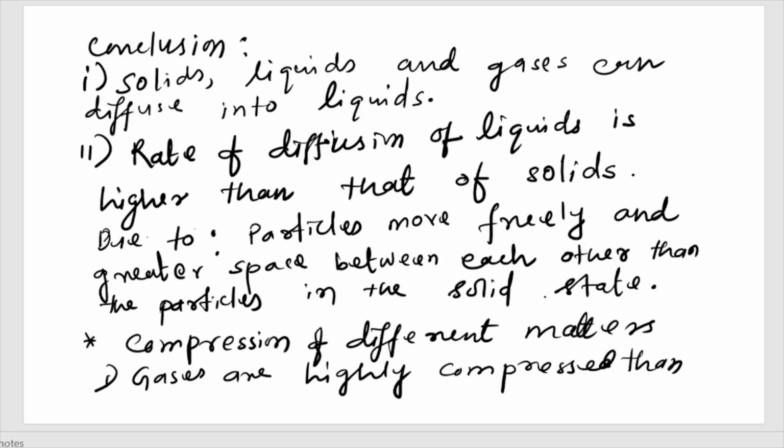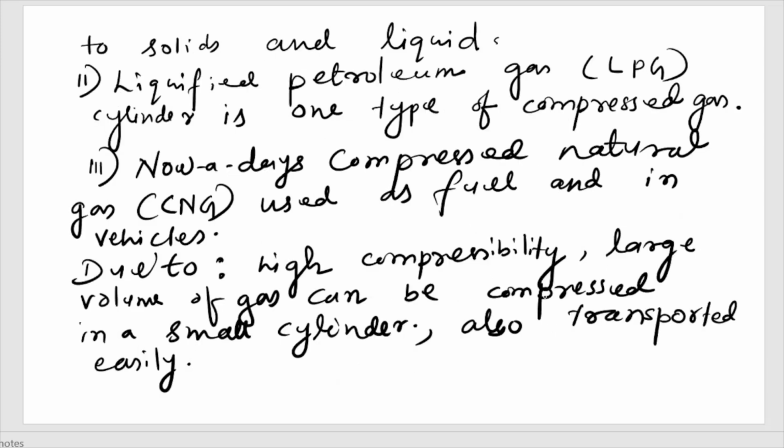So who has high compressibility? Gases, because in gases the molecules, the particles, are separated from each other, having great space. Then gases, then solid and liquid. Gases have more compressible power.